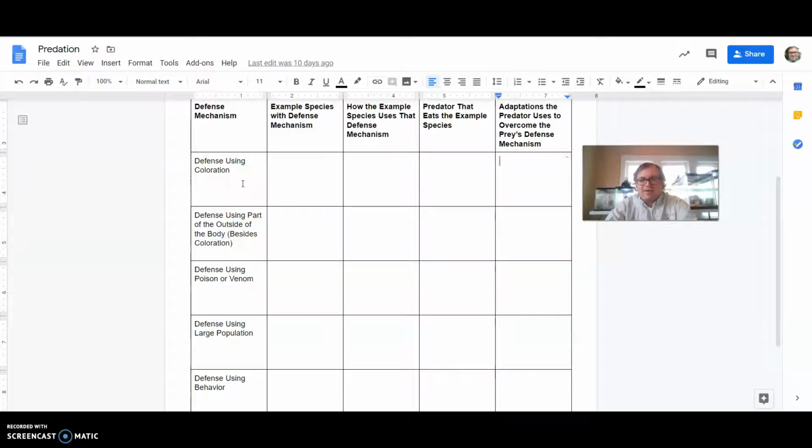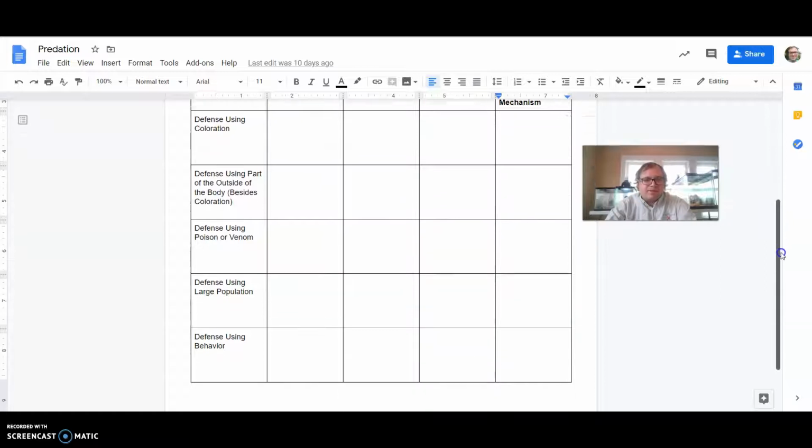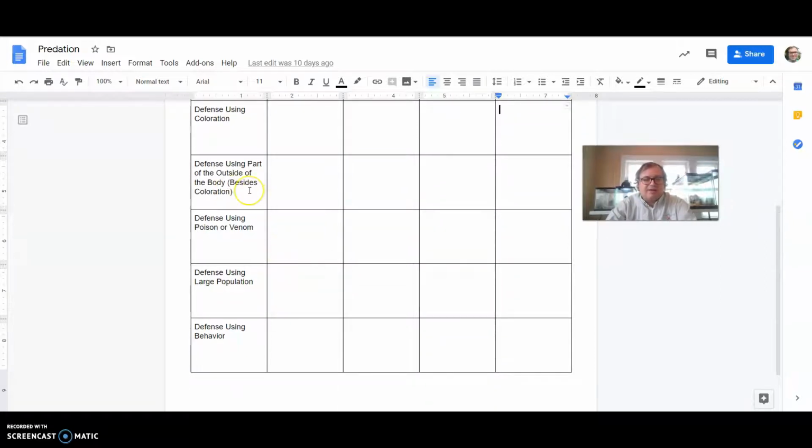So the different types of defenses that we're looking at here: defense using coloration. So again, things like blending in or warning coloration, maybe disruptive coloration, counter shading. Techniques like that would be defense using coloration. Defense using part of the outside of the body besides coloration. So maybe something like spikes, hard armor or tough skin, anything that is an exterior protection. Defense using poison or venom, again, something that can make either a toxic reaction whenever the animal is maybe either consumed or touched, or it injects it in the case of venom.